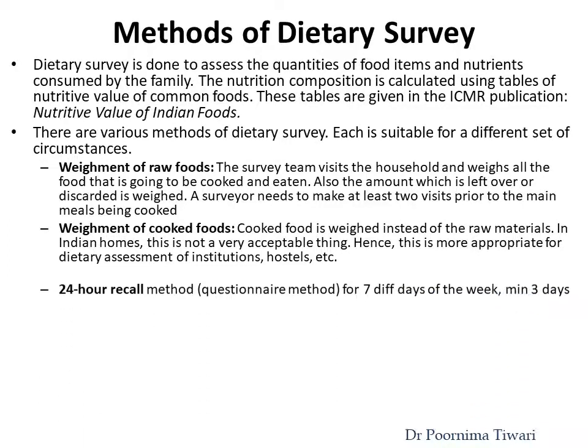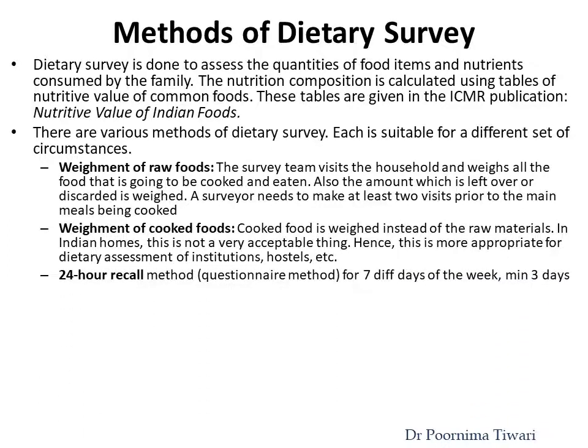Third method is the 24-hour recall method. Here the main person who cooks for the family recalls what has been cooked in the previous 24 hours and consumed. This is to be done for 7 different days of the week, covering all different days, because a day may be different from others. For example, a family fasts on a particular day, or one day the family goes out for eating. So if you happen to measure the intake on that day, it will not reflect the normal consumption of the family.